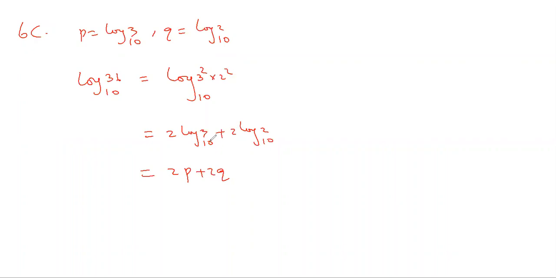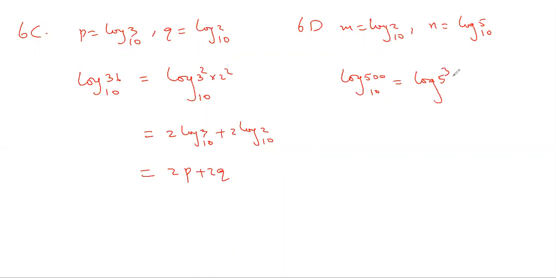So just write in terms of P and Q. I use the regular formula that we have. And even the 6D, I'm given m is equal to log 2 base 10, n equal to log 5 base 10. So log 500 they ask, base 10. 500 is basically log 5 cube into 2 square base 10, which is 3 log 5 plus 2 log 2, which is equal to 3 log 5 is n, log 2 is m. That's it.